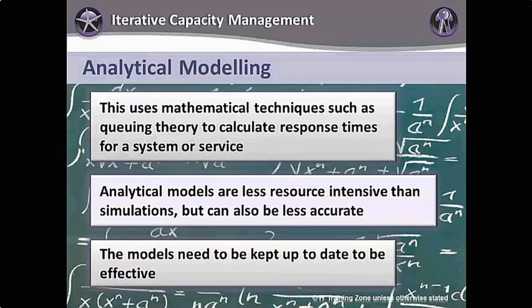The first type of modeling is analytical modeling. This uses mathematical techniques like queuing theory to calculate response times for a system or service. Analytical models are less resource-intensive than simulations, but can also be less accurate. The models need to be kept up to date to be effective.